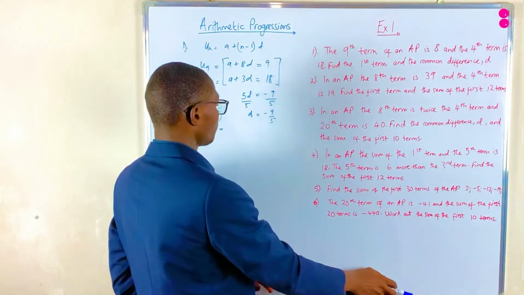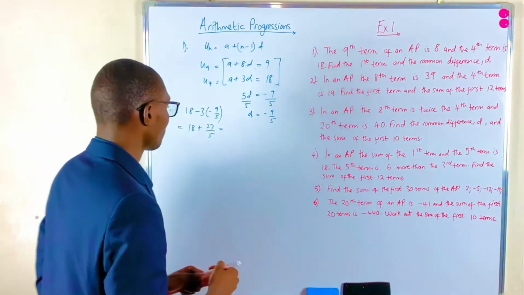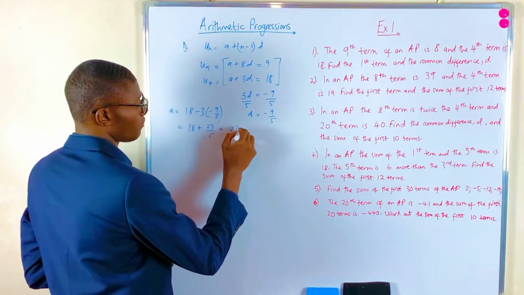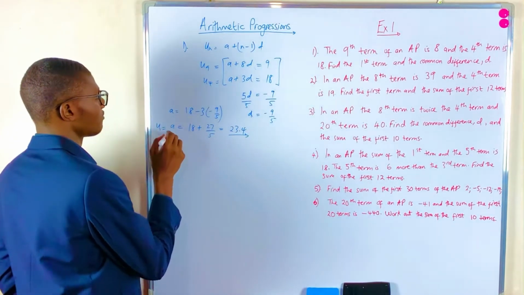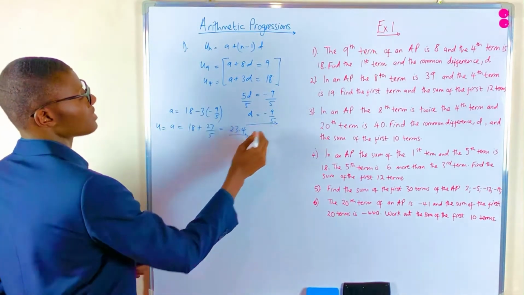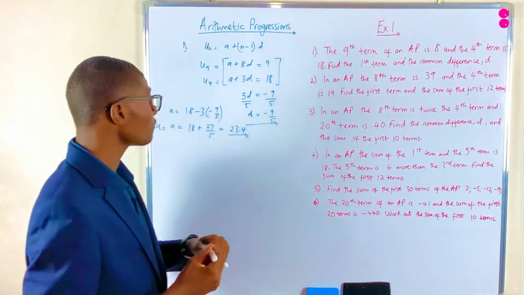So 23.4 is the first term a, so this is u1, the first term, and the common difference is minus 9 over 5. Then I'm moving on to number 2.